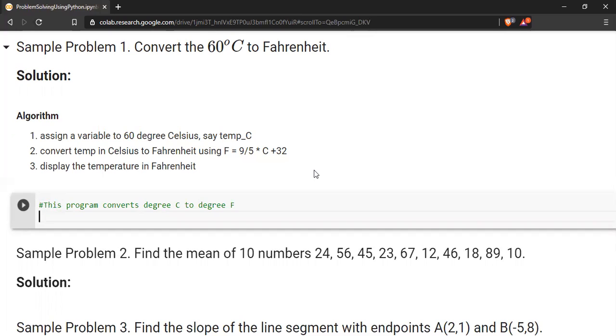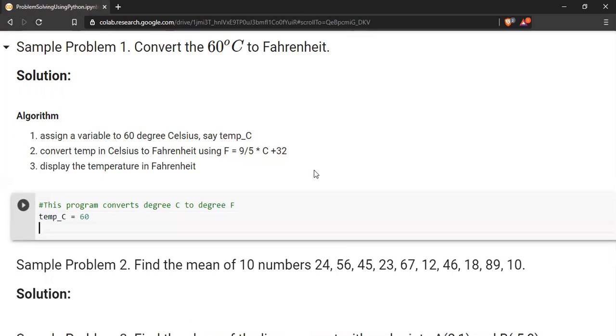So in this case, I will assign 60 to the variable we have created. That is temp C, or temperature in degrees Celsius, is equal to 60 degrees. That's how you assign numbers to the variable. Okay. All right. Now, after assigning numbers to the variables, we need to convert this temperature to another temperature in degrees Fahrenheit. So I will denote the degree Fahrenheit as temp F.